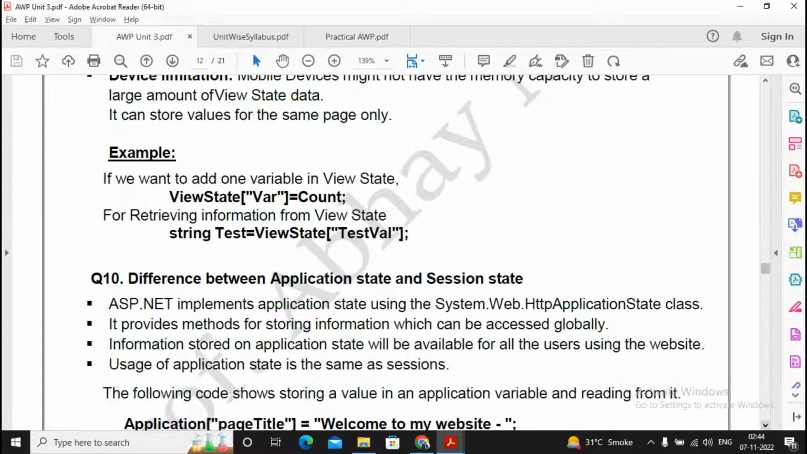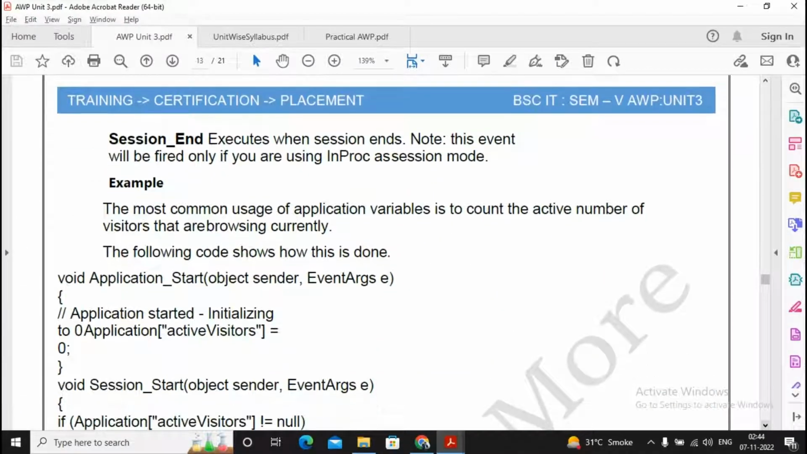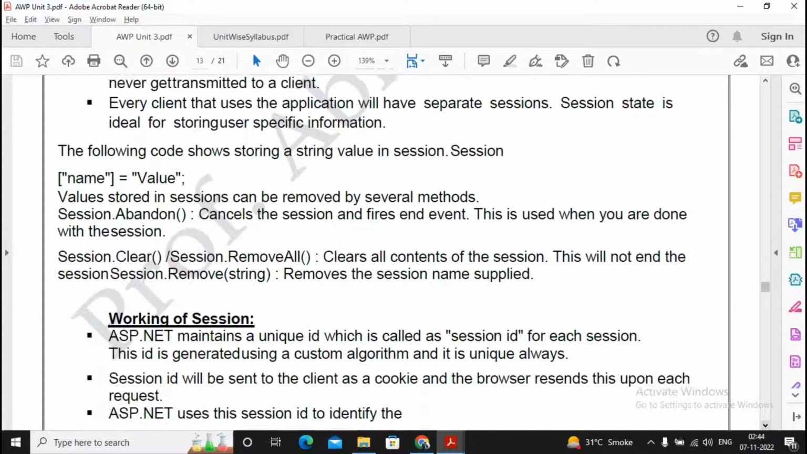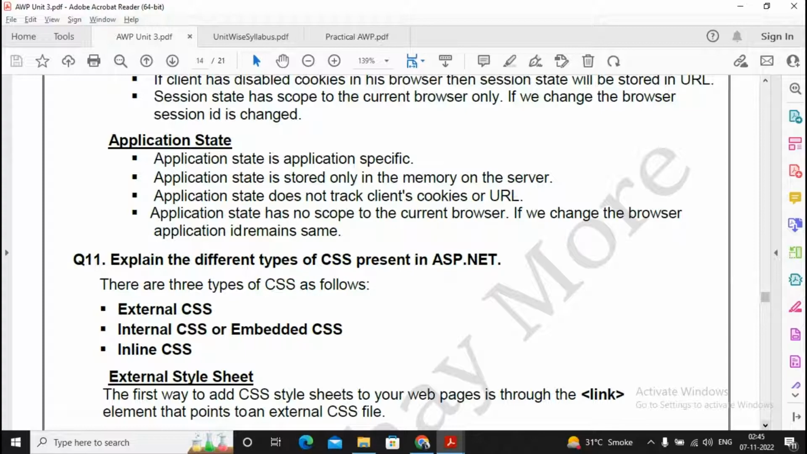So you are preparing 2 questions, and now only 1 question remains. Again, application state is an important question. Moving ahead, working with the session, again an important question.